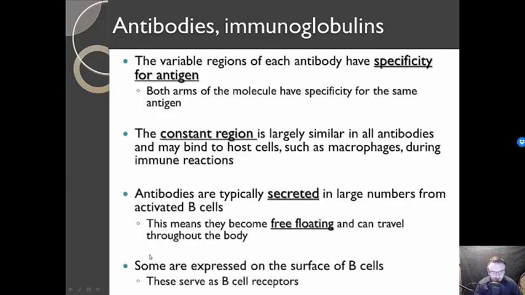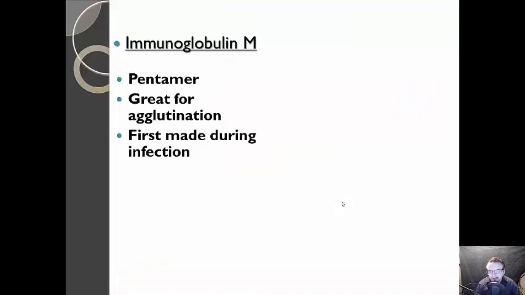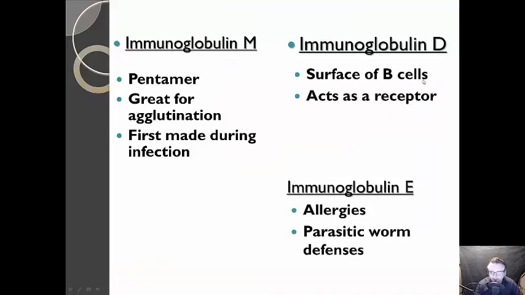go back here just to specify, it says some are expressed on the surface of B cells. They serve as B cell receptors, talking about different types of antibodies and immunoglobulins. So to clarify, that is specifically IgD. So IgD is the one that acts as a receptor. So it's actually not secreted, and it's the exception to the rule here. But otherwise it does the same thing, it just acts as a receptor.